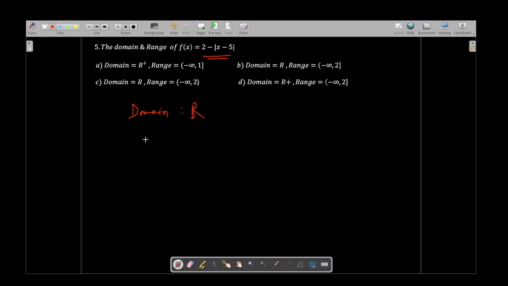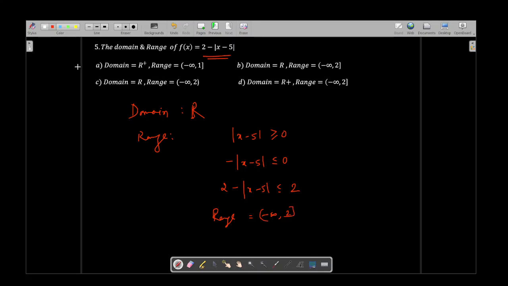Range, to find range, what we can do is, we'll start with mod x minus 5. We know that mod x minus 5 is always greater than or equal to 0. I want minus, so I will multiply by minus. If I do minus, this becomes less than or equal to 0. Then I'll add 2 to this, 2 minus mod x minus 5 less than or equal to 2. So the range is minus infinity comma 2, and 2 is included.